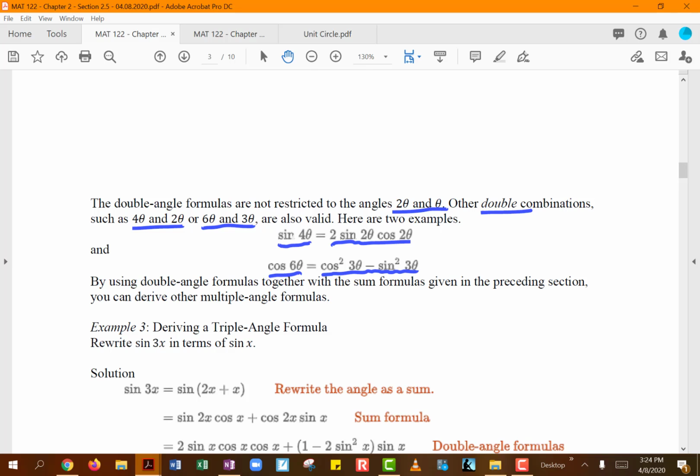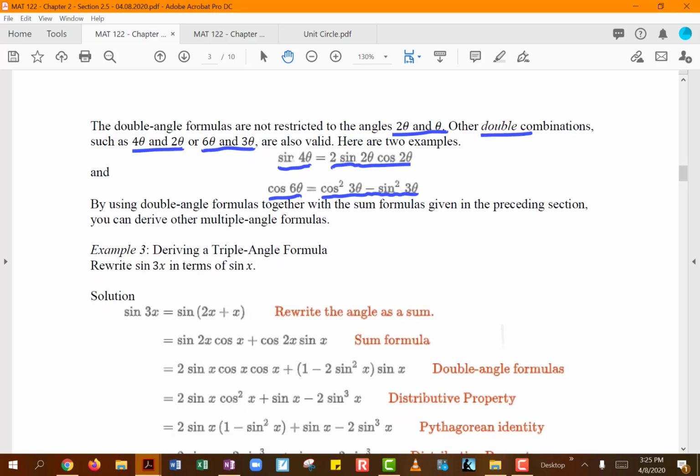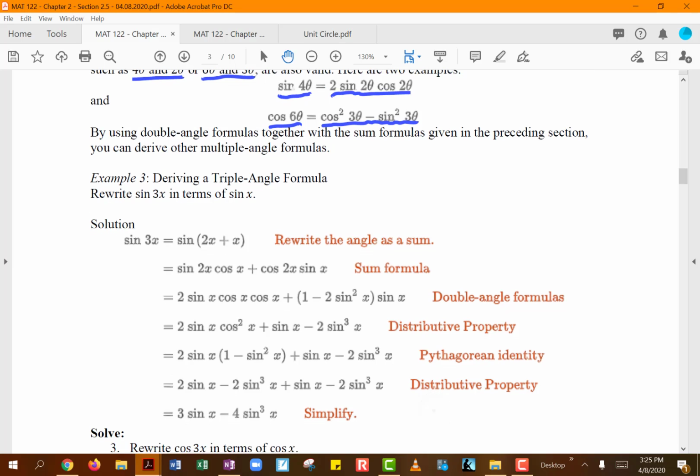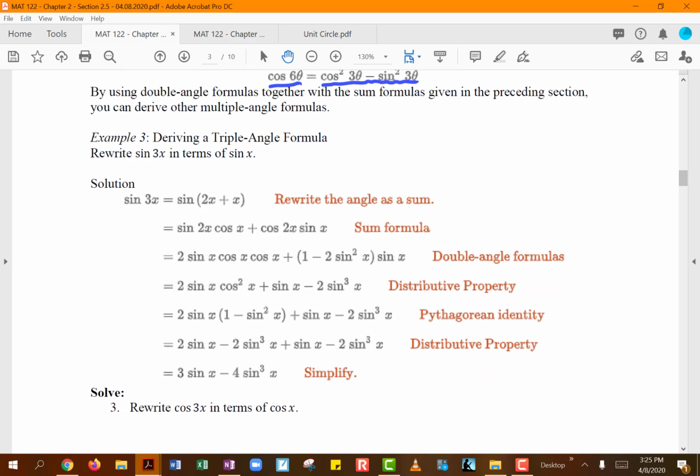So by using double angle formulas and of course the sum and difference formulas that we had seen in section 2.4, you can actually use those formulas also to help you come up with other multiple angle formulas. So there's so many different ways that you can go with these identities. Alrighty, so let's go ahead and take a look at example 3 over here.